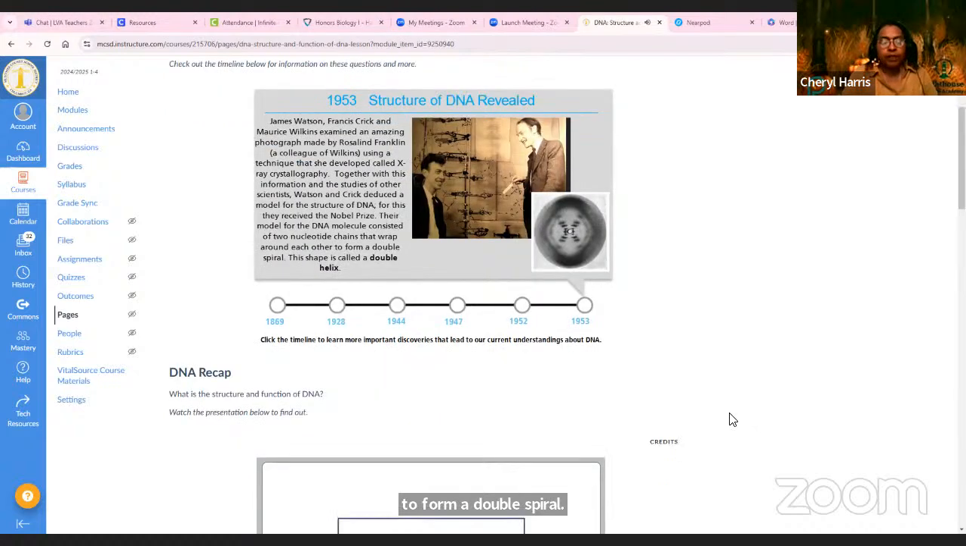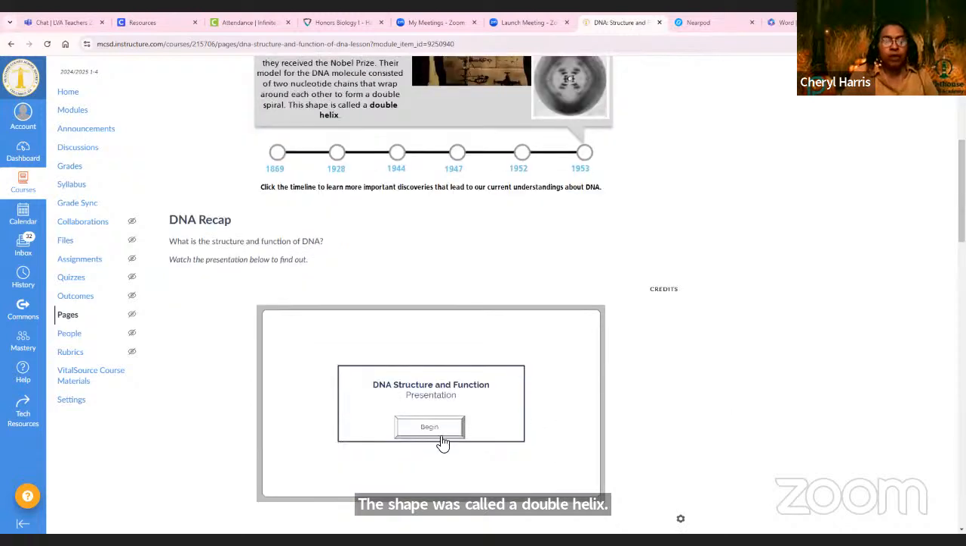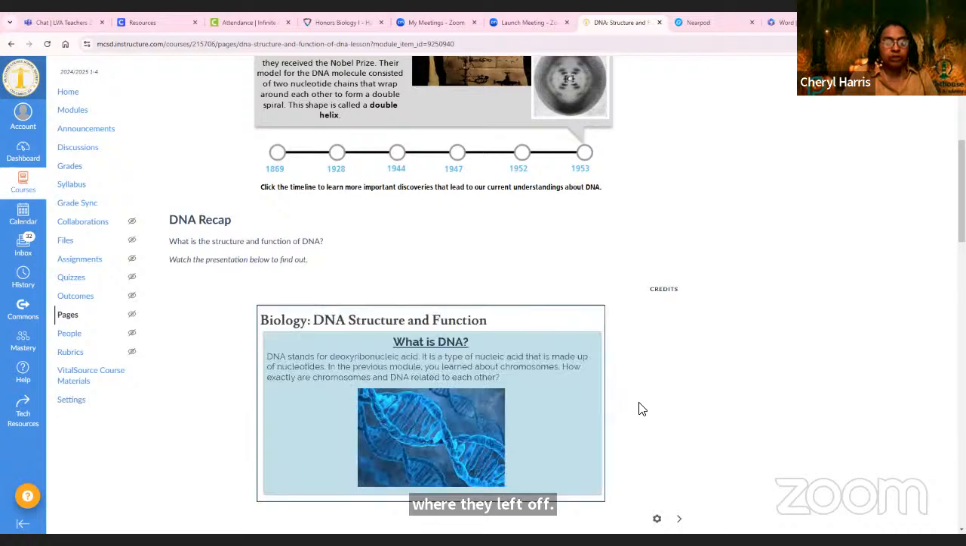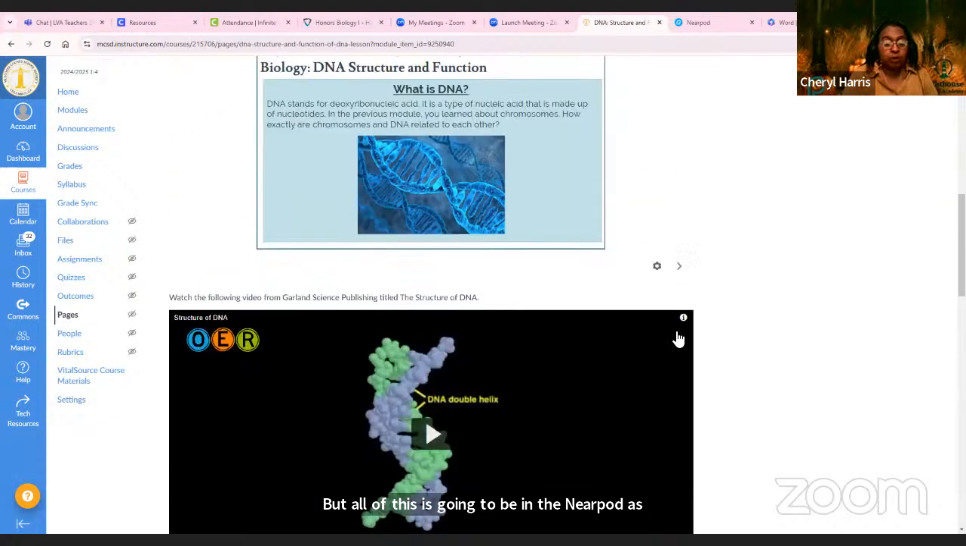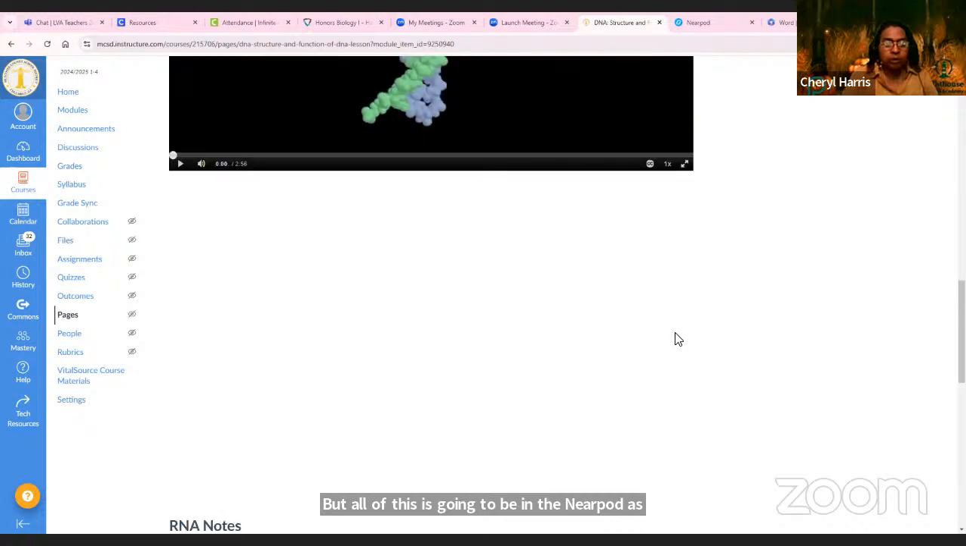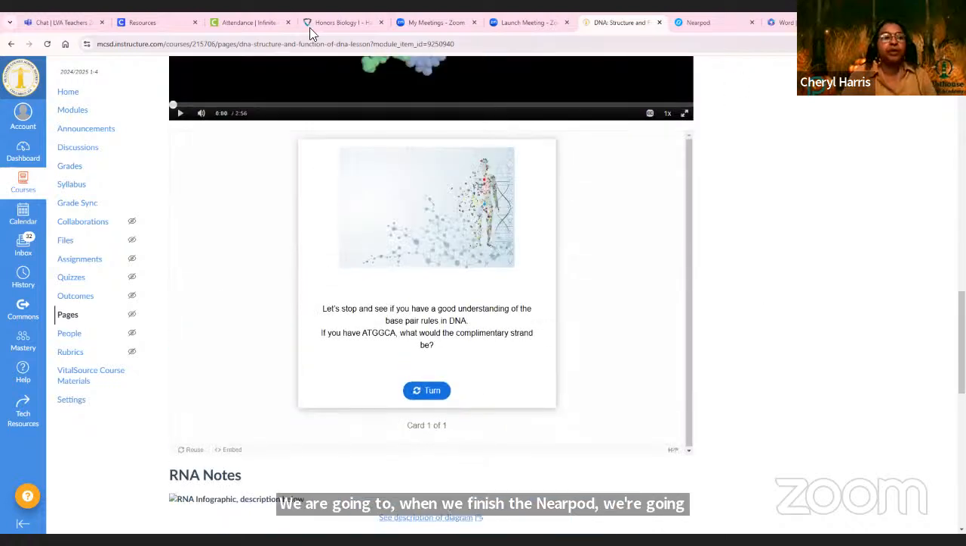Okay. So, like I said, the Nearpod part we're going to do is going to pick up from where they left off. We are not going to do this right here, but you should read it. All of this is going to be in the Nearpod as well. So when we finish the Nearpod, we're going to come back and start about right here.